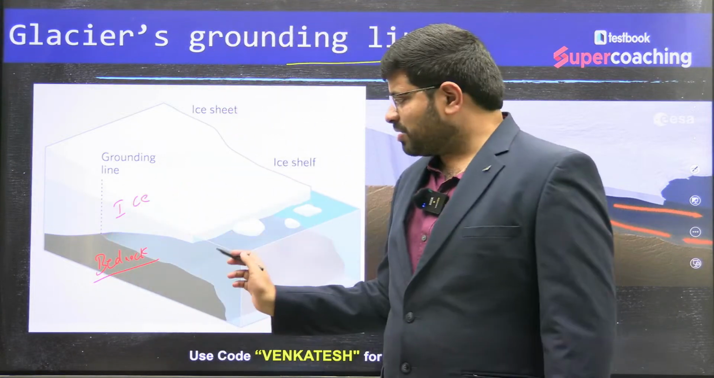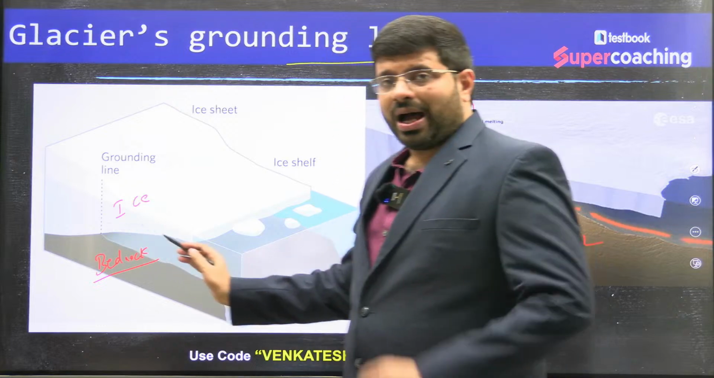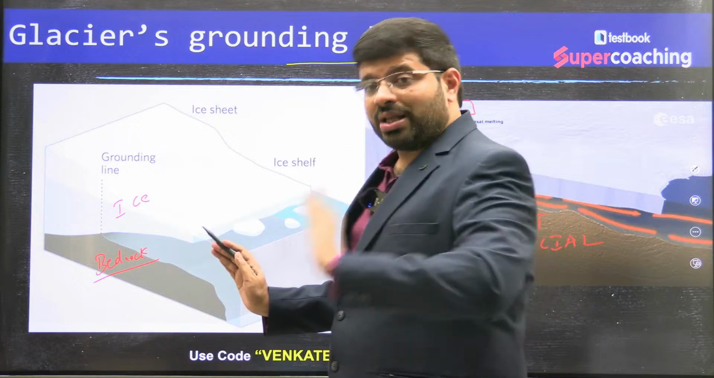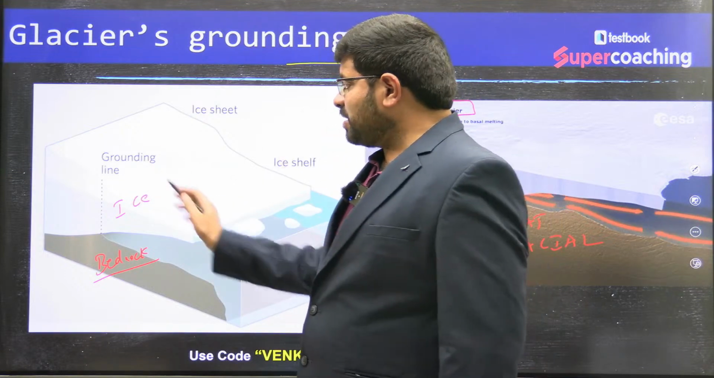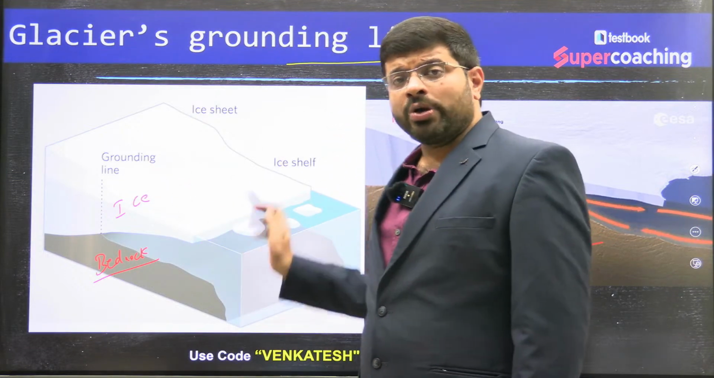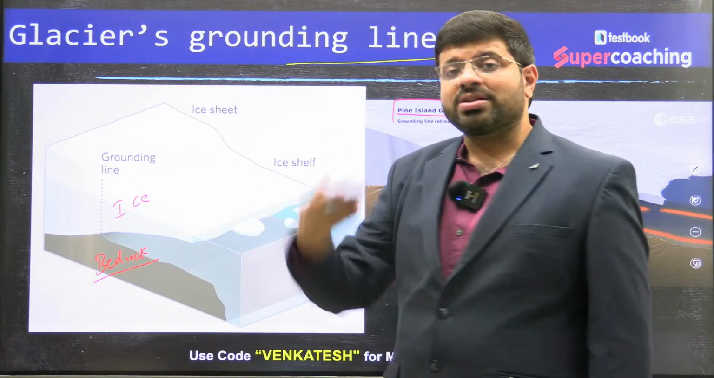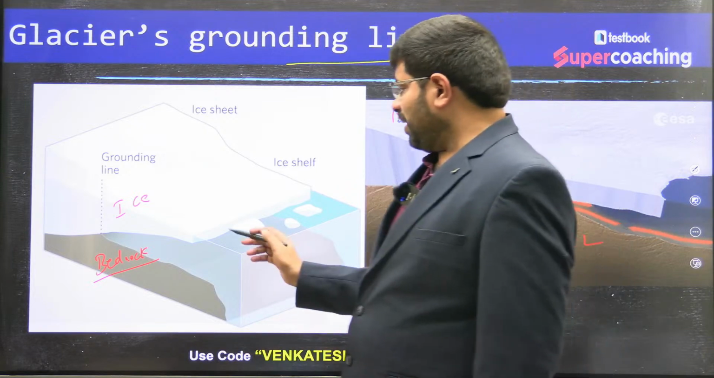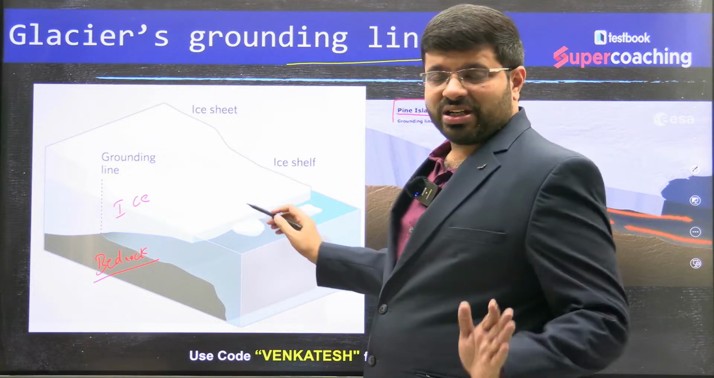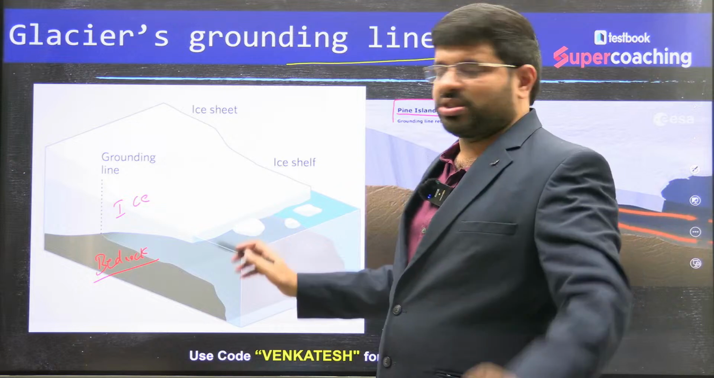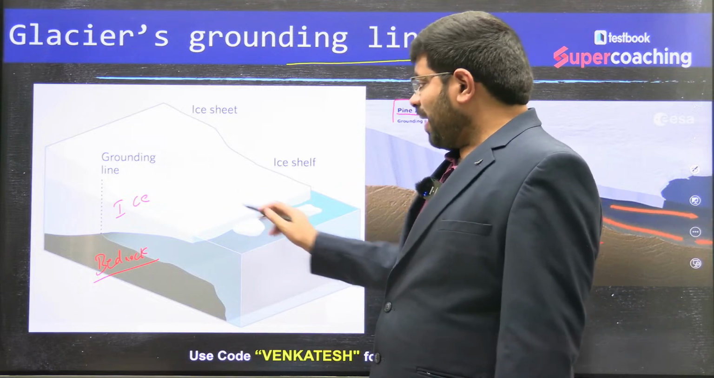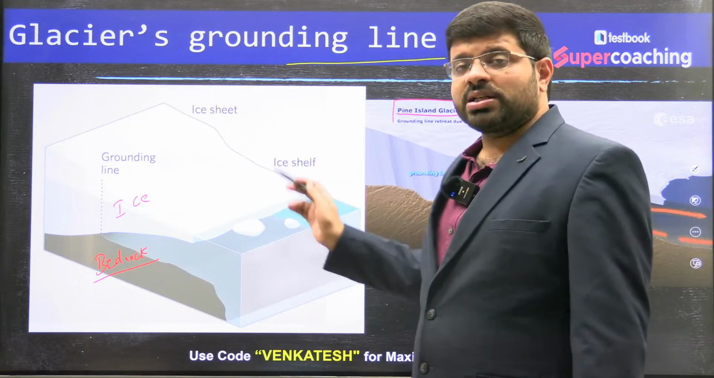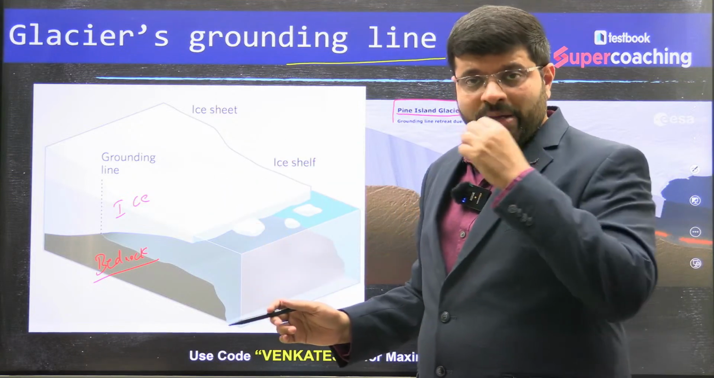And slowly as water enters, the grounding line goes deeper into the glacier, into the landmass, and this entire ice will slowly start floating. What are the consequences of grounding line variations? Because of the variations of the grounding line, the ice shelf nearer to the ocean will start breaking down. As it breaks down, it will turn into water. As it turns into water, the sea level will eventually rise.